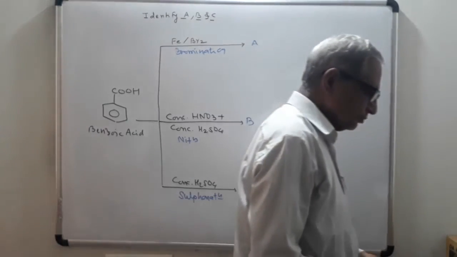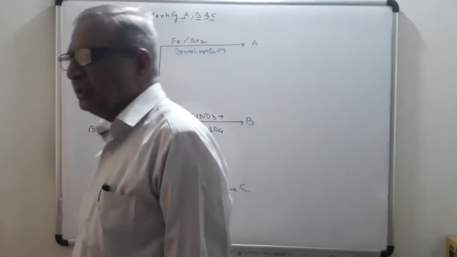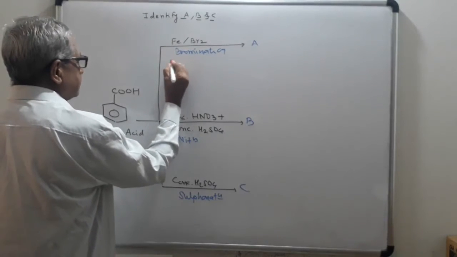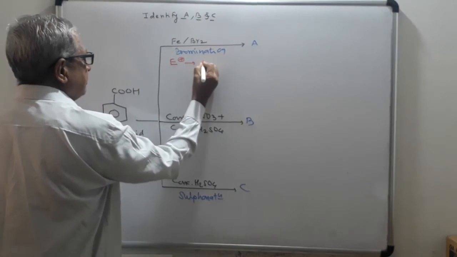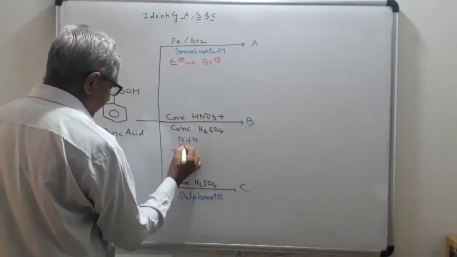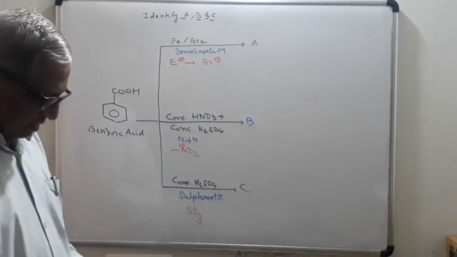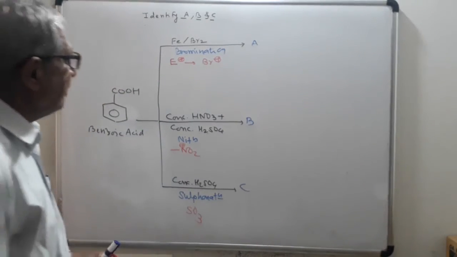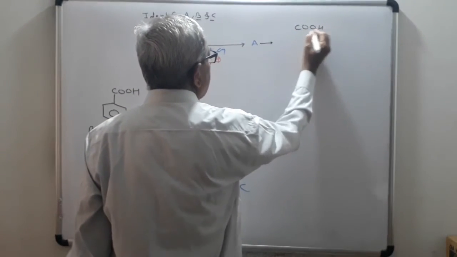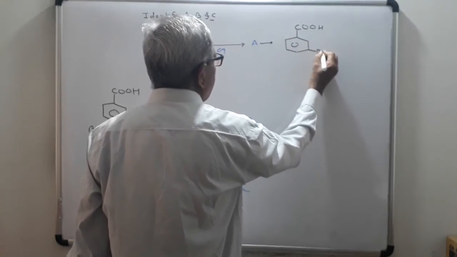Immediately, I told you that the COOH group is deactivating. So in this case, the electrophile E plus is the bromonium ion. In this case, the electrophile is the nitronium ion. In this case, the electrophile is sulfur trioxide, SO3. So the structure of A will be like this: COOH, benzene ring, meta position Br.